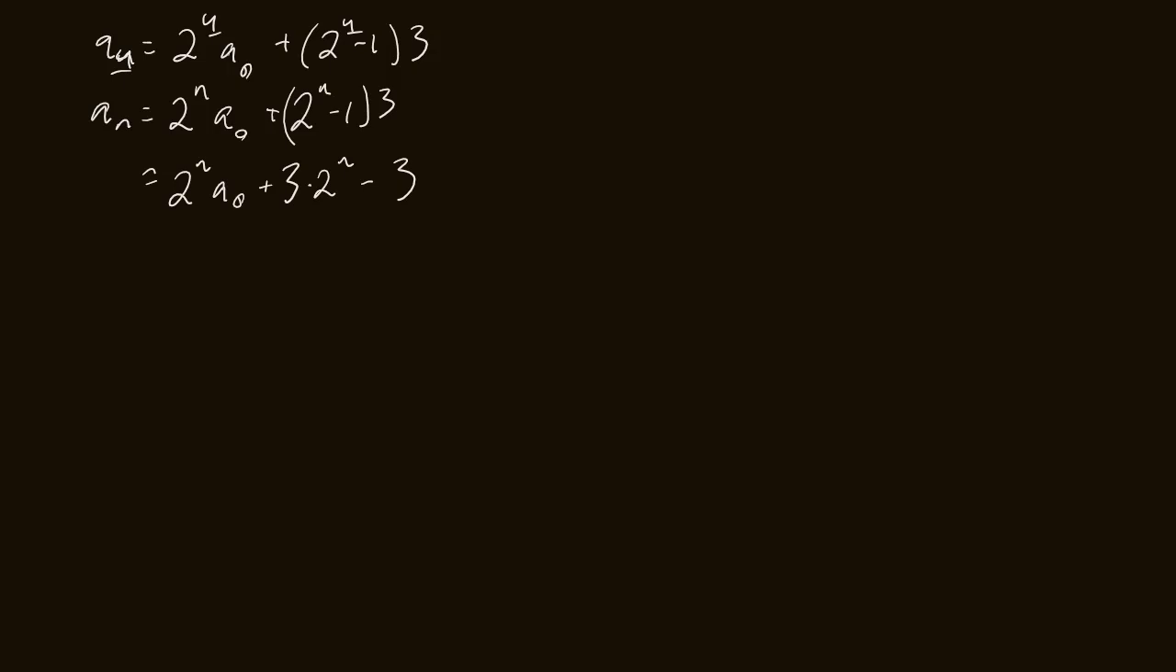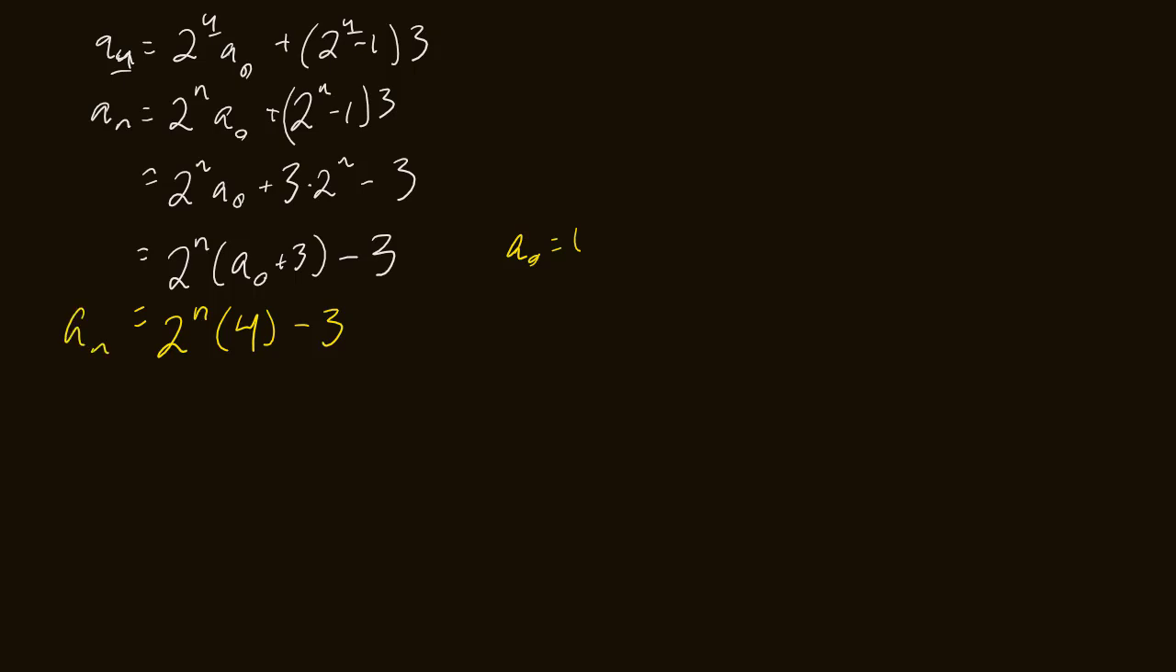There we go. And now what we can do is undistribute our 2 to the n. So basically this is 2 to the n times a naught plus 3, minus 3. And there we go. We're in simplest form. Now, like I said, I would definitely give you something in the beginning like a naught is equal to 1, for example. Then our final equation would say 2 to the n, 1 plus 3 is 4, minus 3. And now we have exactly what we wanted. We have our term a sub n written in terms only of n.